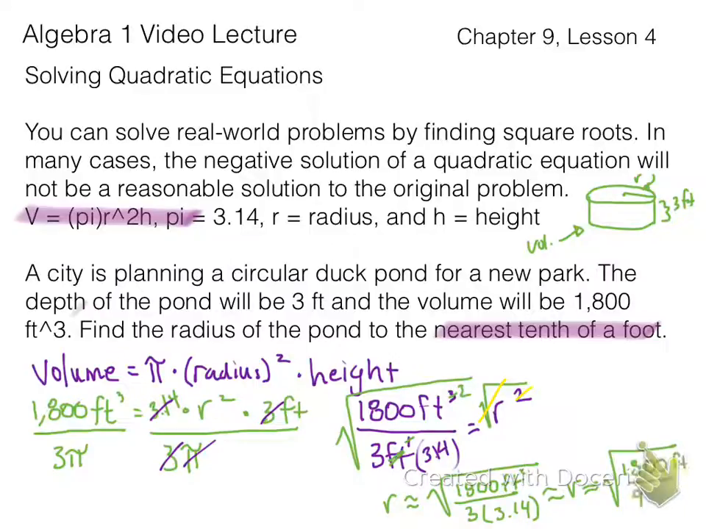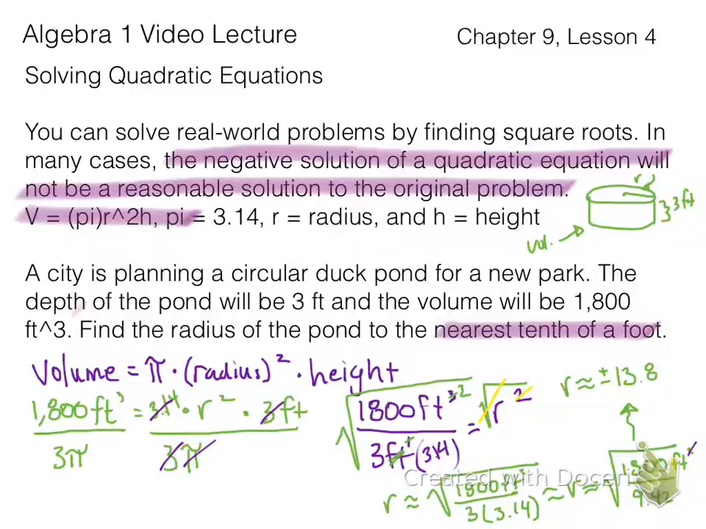If I do the math, r is approximately the square root of 1,800 feet squared. But again, I'm doing the square root, so even this square right here cancels out, leaving me just feet, which is good because I want feet for my radius anyway. And then 3 times 3.14 is 9.42. I go ahead and divide, and then take the square root. I believe that 1,800 divided by 9.42 is around 191, which when you take the square root gives you roughly 13.8.